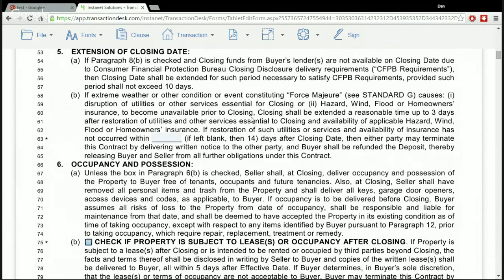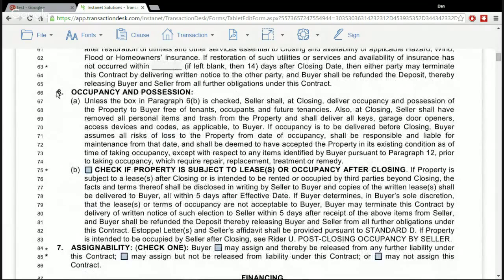But if something happens, a natural disaster or some kind of act that prevents the closing because, for instance, utilities aren't on at the title company or whatever, this contract gives you up to 3 days after the restoration of those utilities to close. So I personally thank God I've never had to deal with this, but it's there in case we need it. Item 6, occupancy and possession.